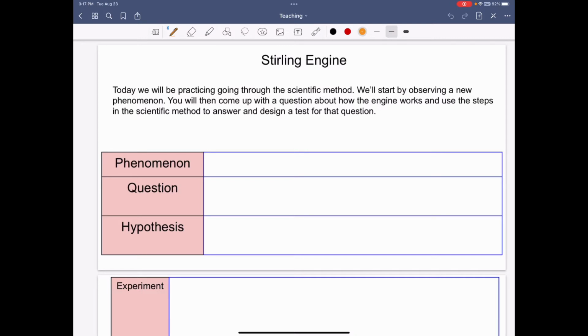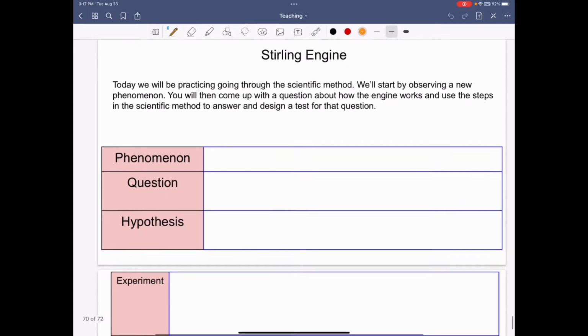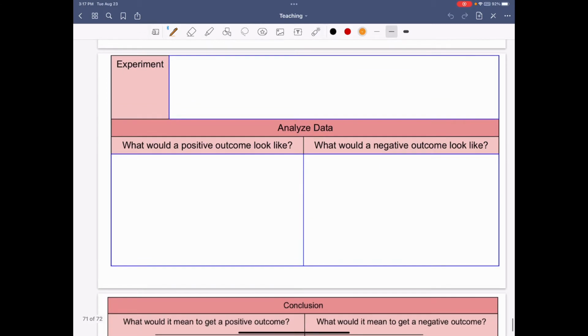Okay, so you'll start off with describing the phenomenon, just like you had before, and then developing a question about the phenomenon, and a hypothesis, which, if you remember, is an educated answer to that question. Then you're going to design an experiment. The key with this experiment is that you are not going to be performing it. It's hypothetical. So we need to consider, what would I do for this experiment? And then, once I know what I would do, what would be some potential outcomes?